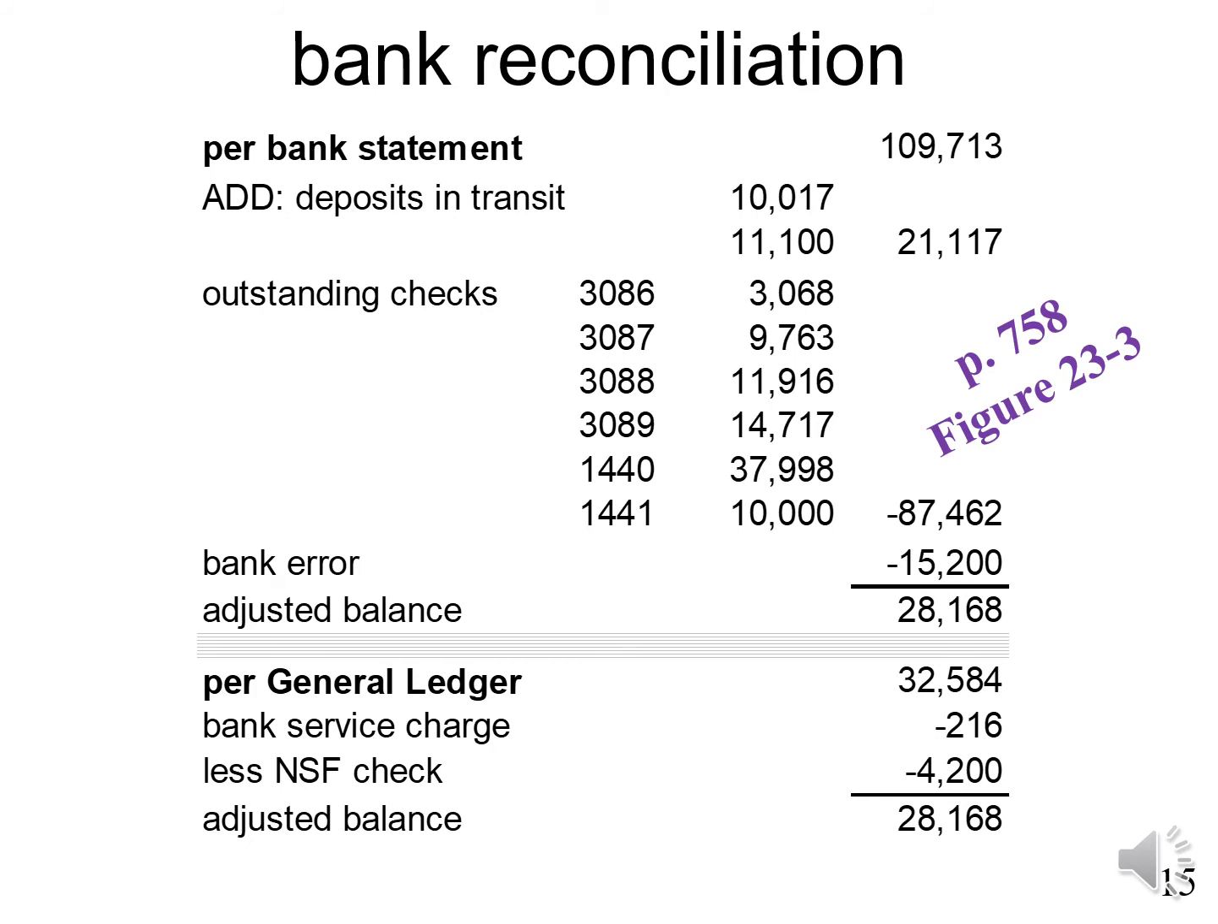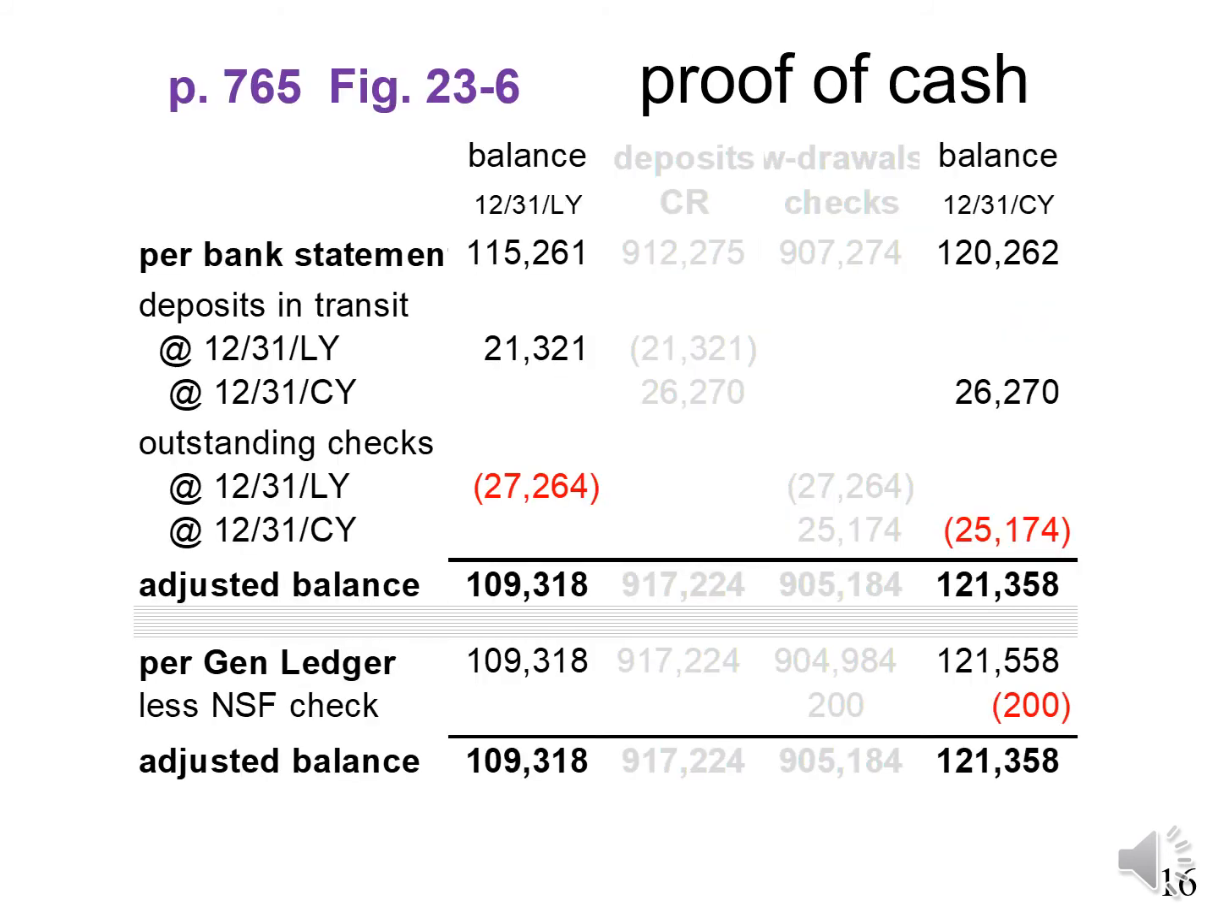So we all learned the bank reconciliation somewhere in 214 or 321, hopefully. And a proof of cash is just a heavy-duty bank reconciliation. Some people call it a four corners bank rec. So the right-hand column is the 12/31 bank reconciliation, the date on the balance sheet. So this is 12/31 of the current year.